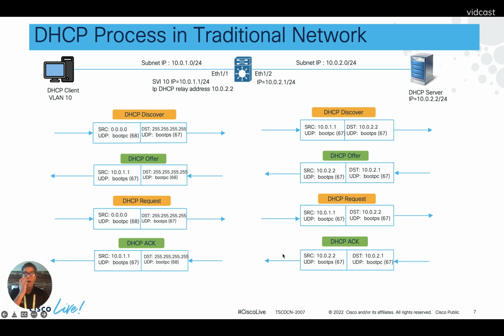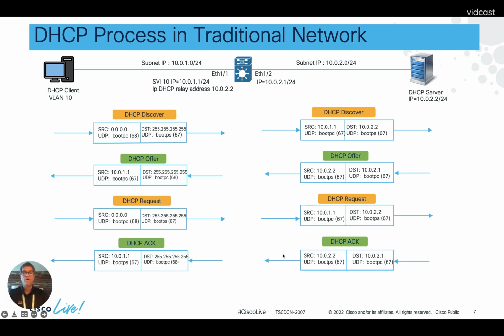Now the DHCP server is going to send an offer with the source IP address of its own IP, 10.0.2.1. Destination IP is 10.0.2.2. That is the IP address of the DHCP relay. The packet comes to the 9K.